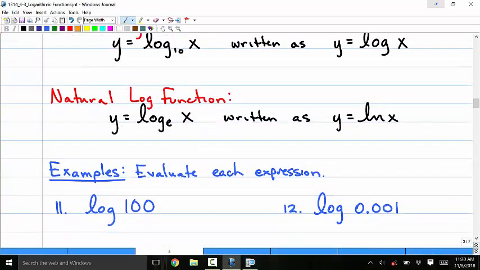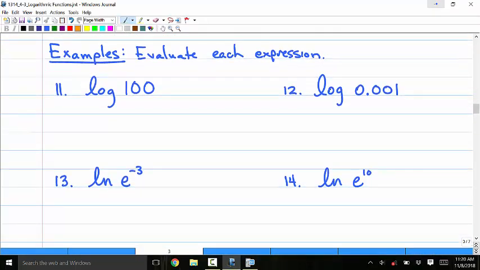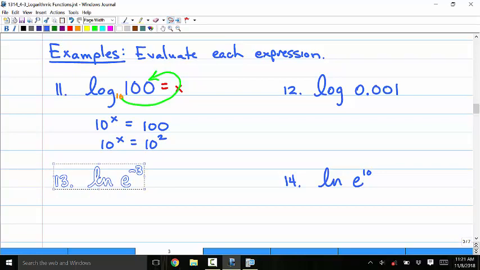Let's go evaluate each expression. Number 11, log of 100. You don't see it. What's actually the base? It's base 10. And I'm going to go ahead and write equals x because I'm not used to evaluating logs yet. And I'm going to rewrite that in exponential form and say 10 to the x equals 100. 10 to the x equals 10 squared. So x is equal to 2.